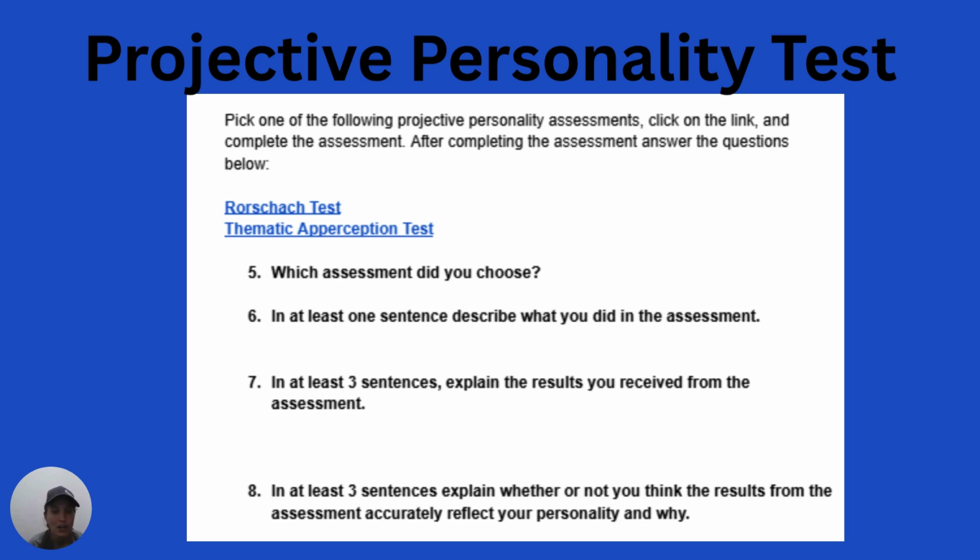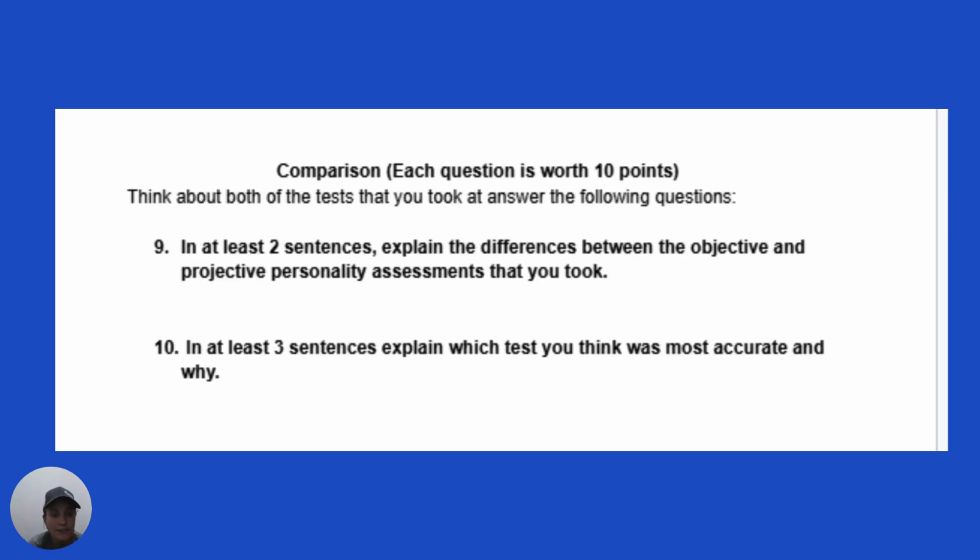Number 6, describe what you did in the assessment, kind of like what I just said about the Rorschach test. You might say, I looked at a bunch of different ink blots and I picked the response of what I saw in the image. Number 7, in at least 3 sentences, explain the results you received from the assessment. Same thing, you are welcome to copy and paste your results in. Say something like, here are my results that I got, and then quote them in there, or just summarize them in your own words. Just make sure I got at least 3 sentences there. Number 8, in at least 3 sentences, explain whether or not you think the results of the assessment accurately reflect your personality and why.